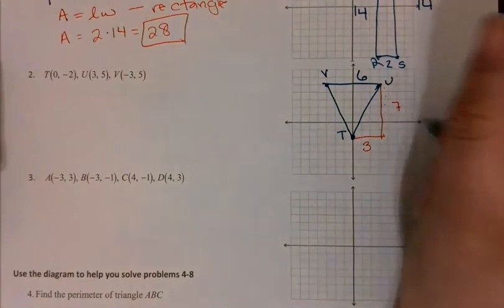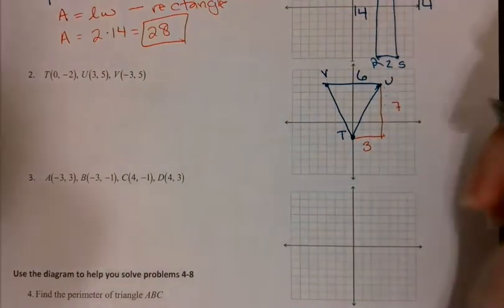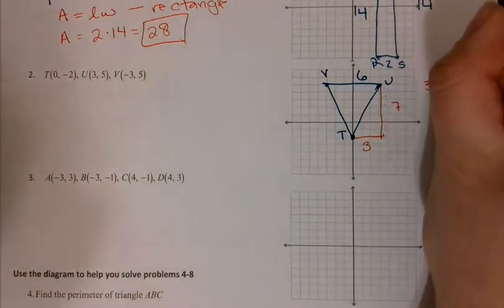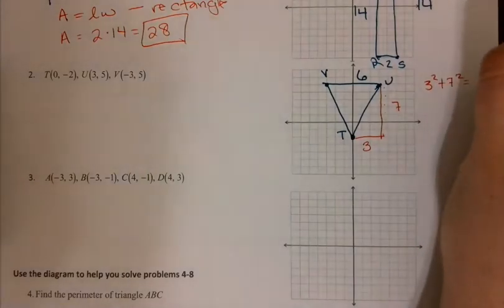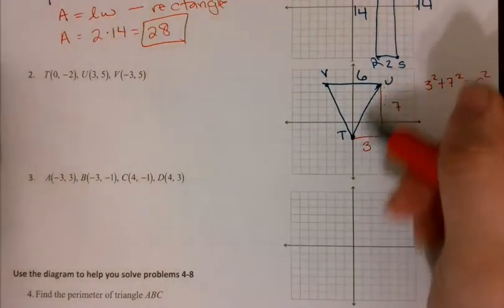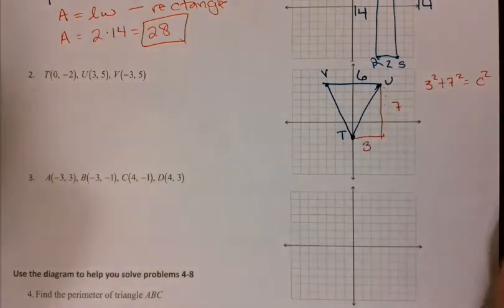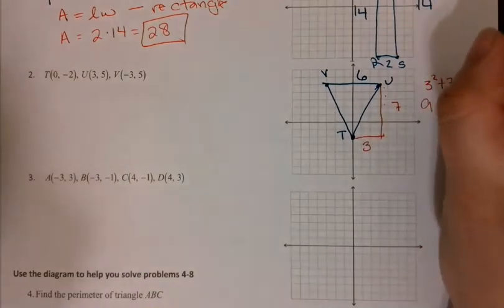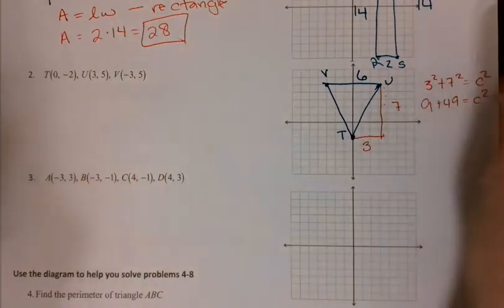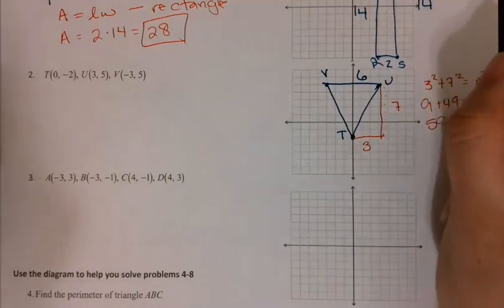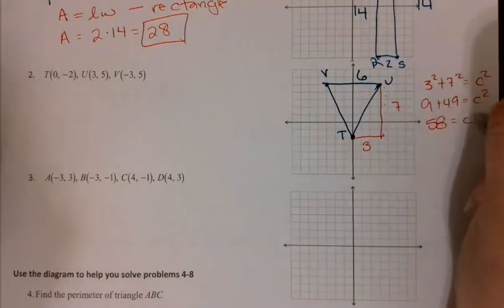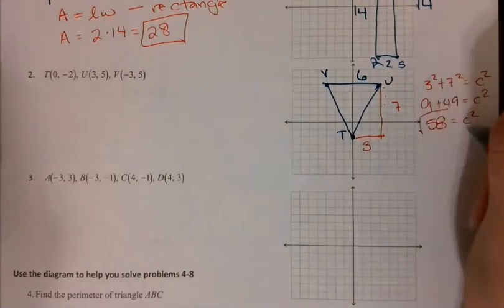So I'm going to do, is this on the screen? It is. I'm going to do 3 squared plus 7 squared equals c squared. C squared is what I'm solving for, the UT. I have 9 plus 49 equals c squared. 9 plus 49 is 58. Get rid of the squared, I take the square root.